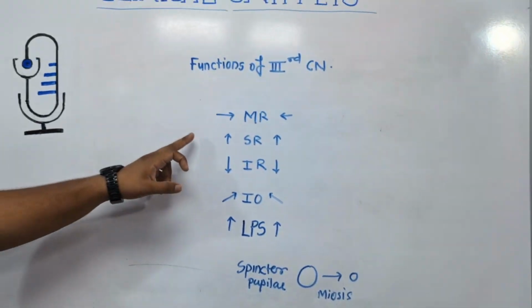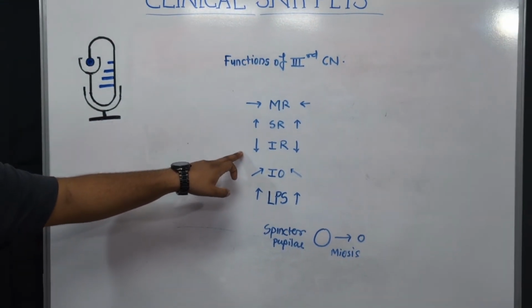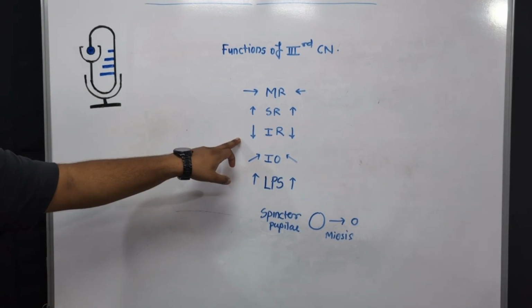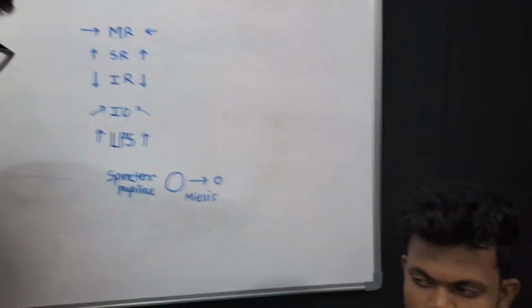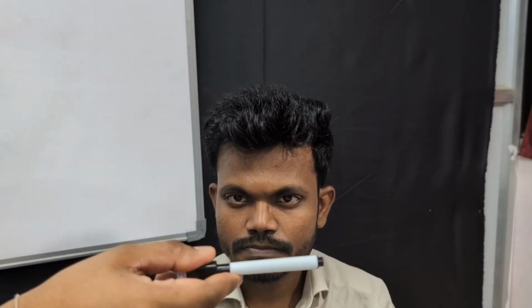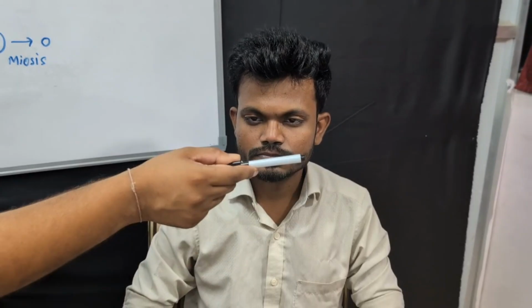For superior rectus and inferior rectus, ask the patient to keep both eyes open and focus on the pen. With both eyes, focus on the pen. This is the function of superior rectus. This is the function of inferior rectus.